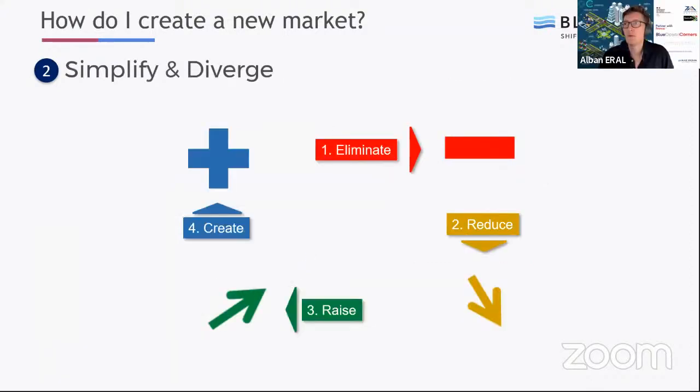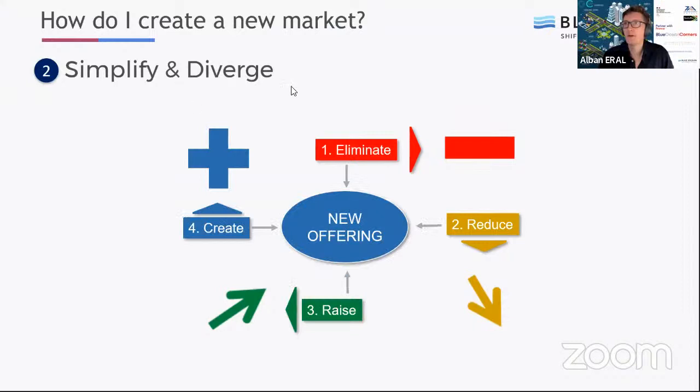Second principle, you remember we said you need to simplify and diverge. It's all about that. So here you have the 4 actions. These 4 actions are actions you have to apply on the standard offering. You remember last time you were drawing value curves, the strategy Canva as is.